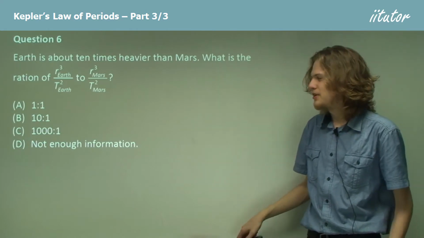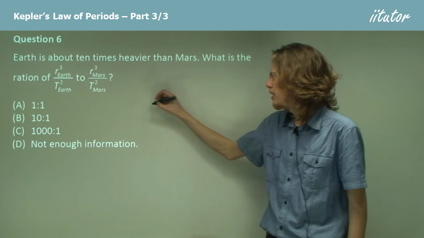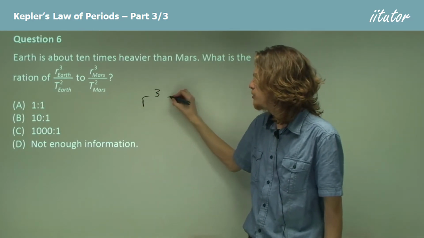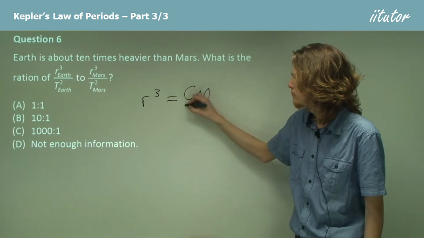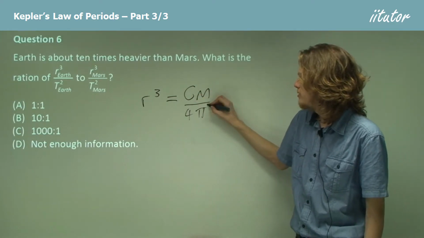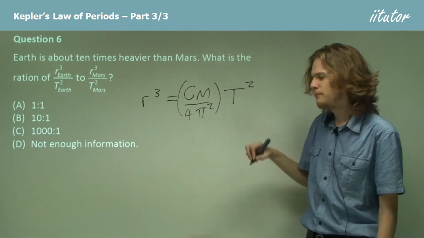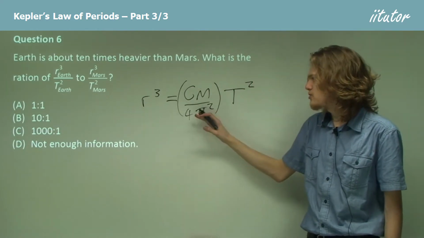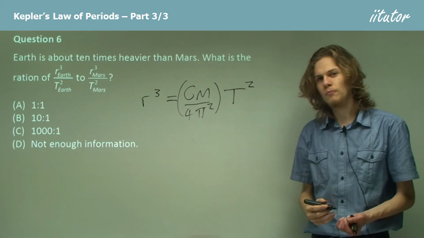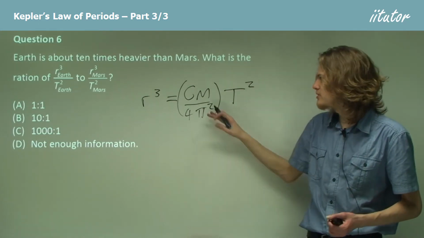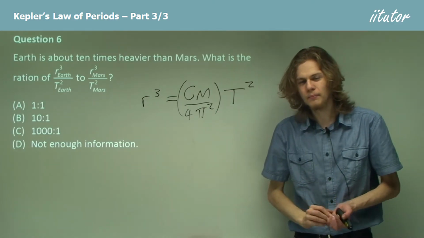Now let's think about this. We know from Kepler's law that r cubed equals some constant times the period squared, right? And this constant in the middle does not depend on the orbiting bodies. It only depends on this M, which is the mass of the central body, right?